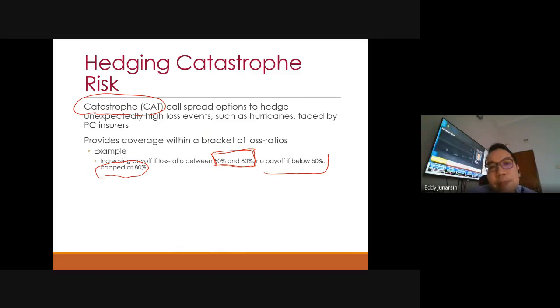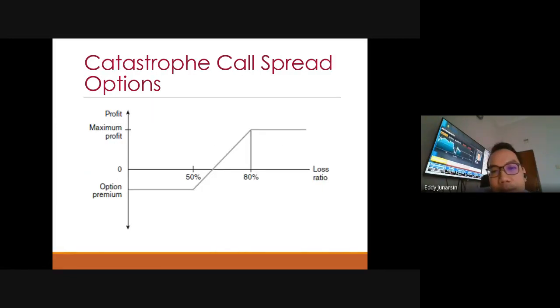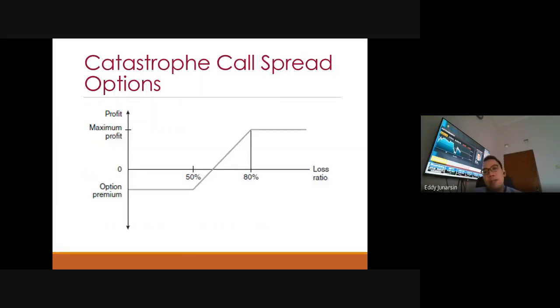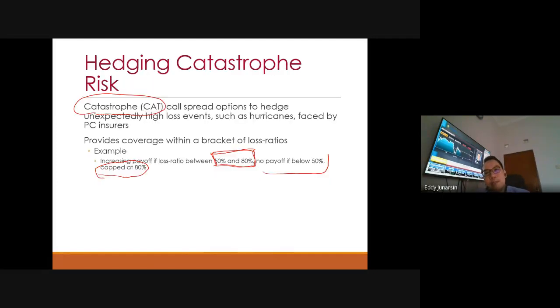Okay, you can see the payoff here. So maximum would be the loss ratio of 80%, but below 50%, you do not get anything, right? Because the strike price is between 50 and 80.